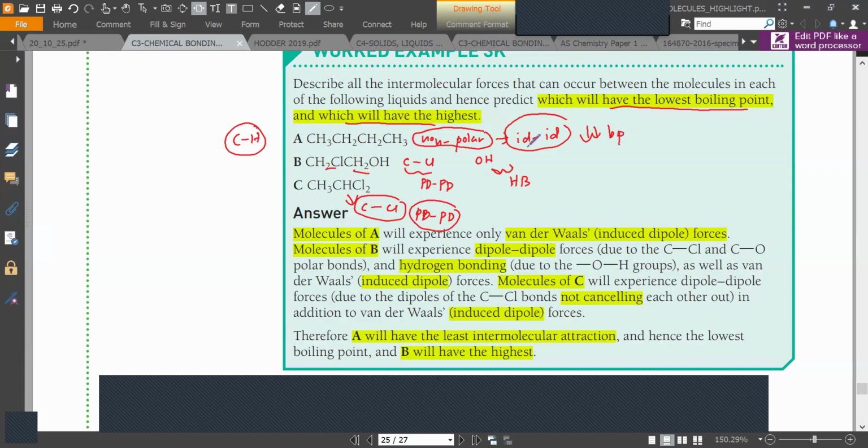So straight away we can see this one will be the lowest boiling point because it only has the instantaneous dipole. So A will have the least intermolecular attraction, so it will be the lowest boiling point. A is the induced dipole only. B will have the highest. Why? Because it has the permanent dipole and also the hydrogen bonding. B will be highest, dipole and hydrogen bonding.